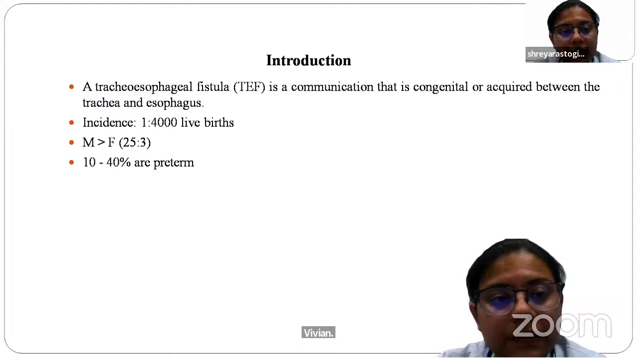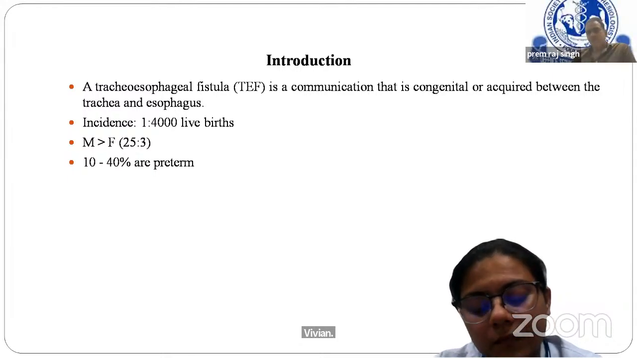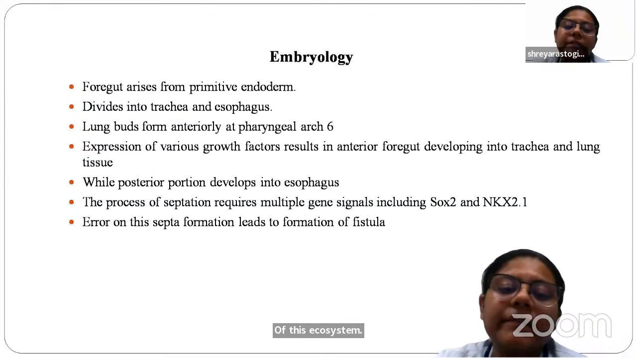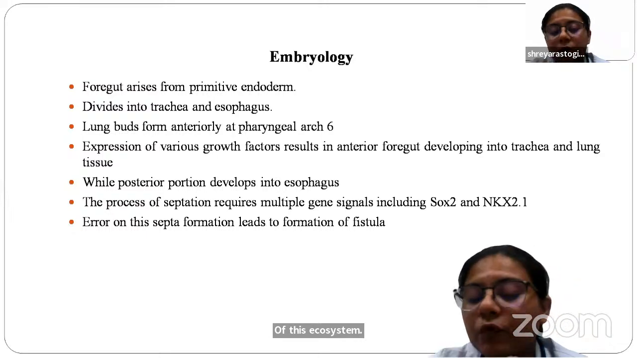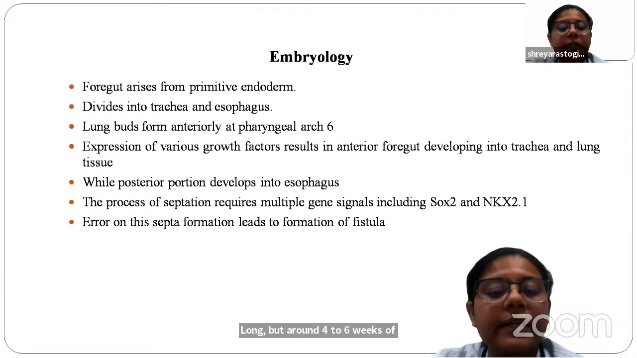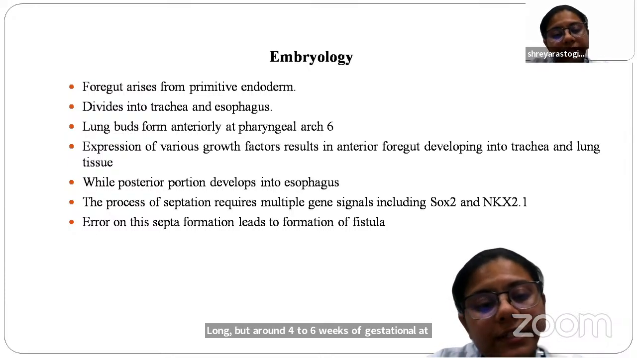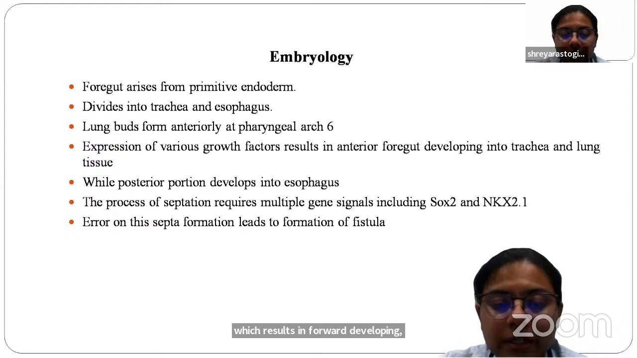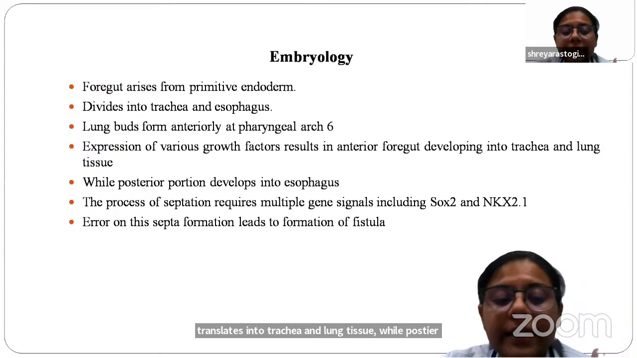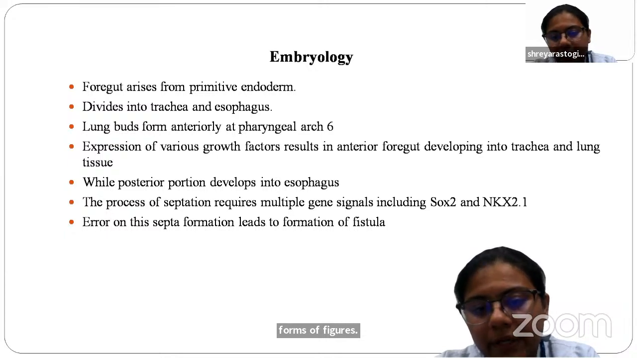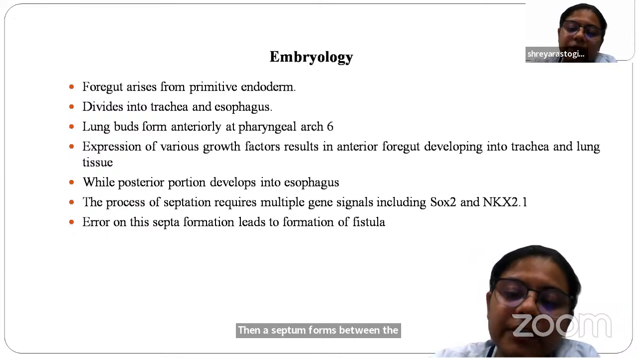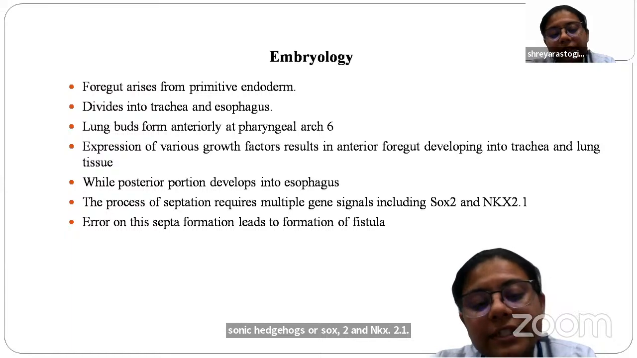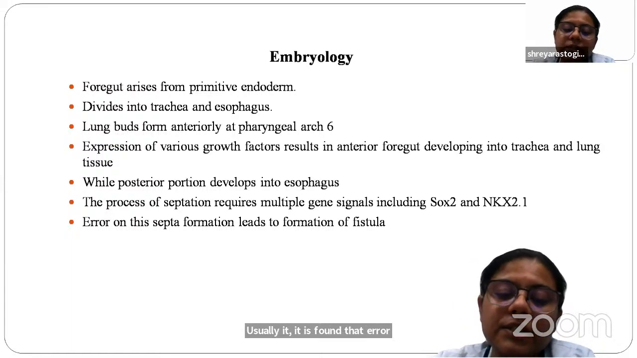Okay. So what is the embryology of this tracheoesophageal fistula? So the foregut arises from primitive endoderm and it divides into trachea and esophagus around 4 to 6 weeks of gestational age. Lung buds form anteriorly at pharyngeal arch 6. There is expression of various growth factors involved, which results in the foregut developing anteriorly, which translates into trachea and lung tissue, while the posterior portion forms the esophagus. Then a septum forms between the trachea and esophagus, which requires multiple gene signals, including sonic hedgehog, SOX2 and NKX 2.1. Usually, it is found that an error of the septal formation because of abnormal gene signals leads to formation of fistula.